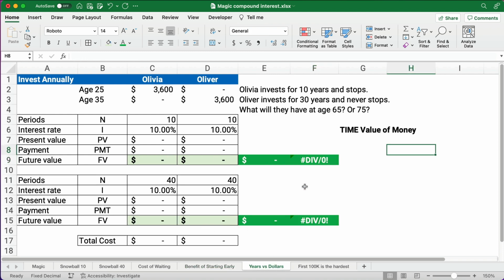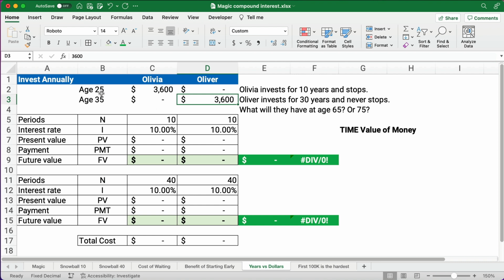All right, so let's look at an example about starting early and investing. Let's look at Olivia and Oliver. Let's say they're twins, and at 25, Olivia decides to invest, and she invests $3,600 each year, so that's $300 a month, $3,600 for 10 years, and then stops at age 35. And then we're going to calculate this all the way to age 65 and age 75. Oliver doesn't have time, so for 10 years, he does not invest. And then at age 35, he sees that Olivia is way ahead of him, so he says, I'm going to catch up. So he starts investing $3,600. He does this for 30 years and never stops, or for 40 years.